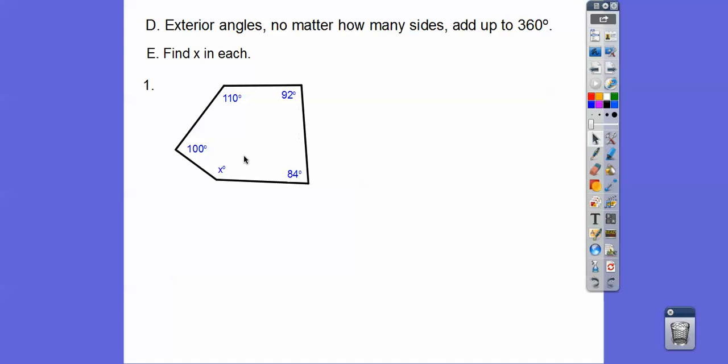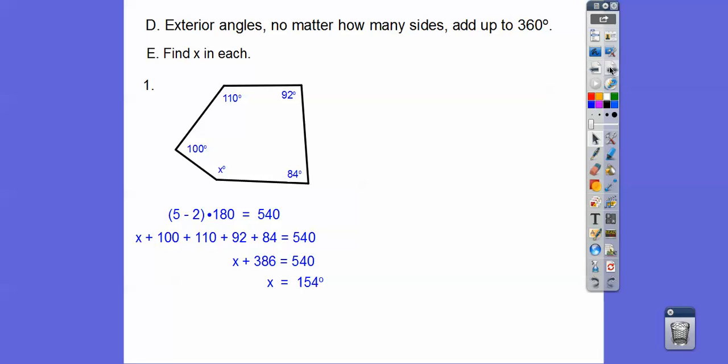They're all inside, so find x. So let's start here. 1, 2, 3, 4, 5. So 5 minus 2 times 180 is 540. So all the inside angles add up to 540. So we solve for x, we get 154.